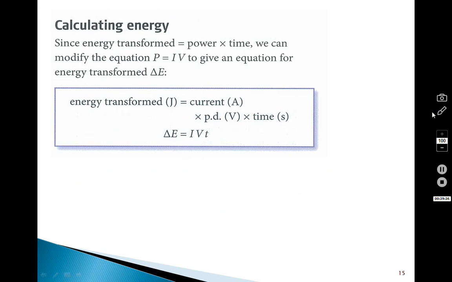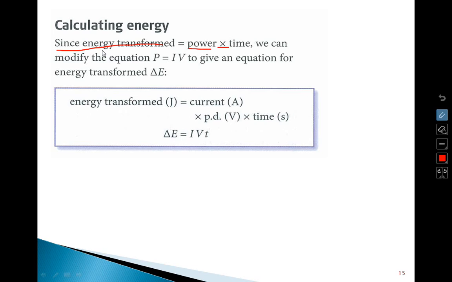Calculating energy. So energy transformed is equal to power times time. It's very important to keep those equations in mind. Please try to memorize them. From the beginning of this class up to now, we have 3 or 4 equations, and they are all related to each other. Each one of them affects the other.